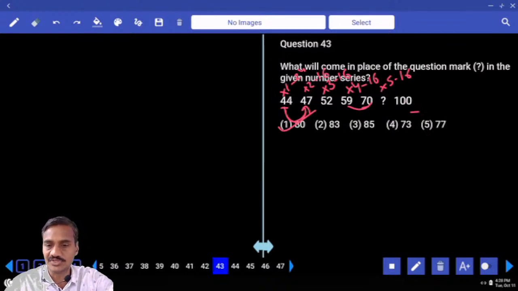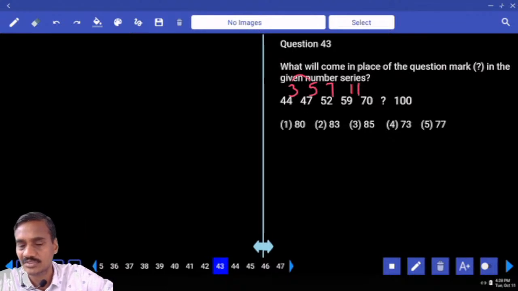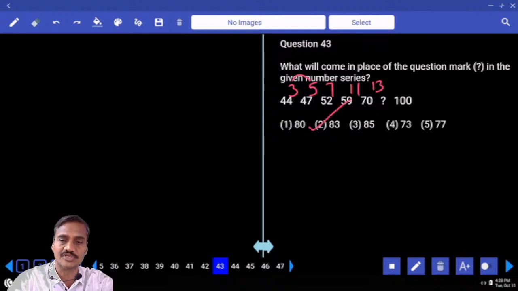The next one, 43. Now numbers are increasing at a smaller rate, then this must be under difference. 47 plus 5, 52 plus 7, 59 plus how much? 11. 2, 3, 5, 7, 11 prime numbers. And next prime number after 11 is 13. 70 plus 13, 83, choice 2, question 43.